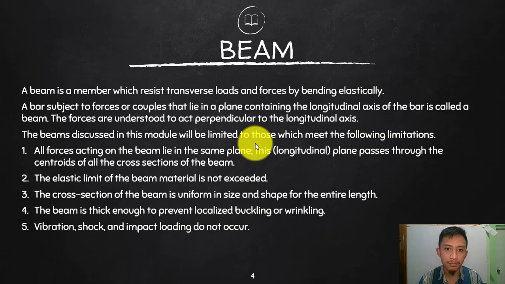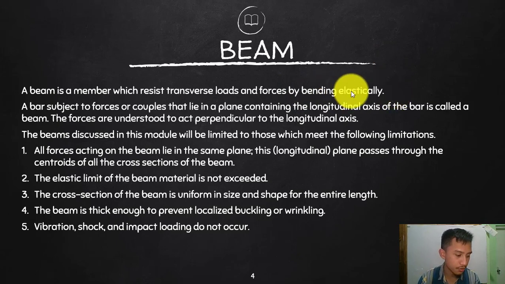So before we proceed to the shear and moment, we will first try to recall some of the important terms here, especially about the beams, which you discussed in your statics of rigid bodies. Okay, so beam. A beam is a member which resists a transverse loading and forces by bending elastically. So your beams will react by bending. If we say elastically, we are just considering here the elastic stage.